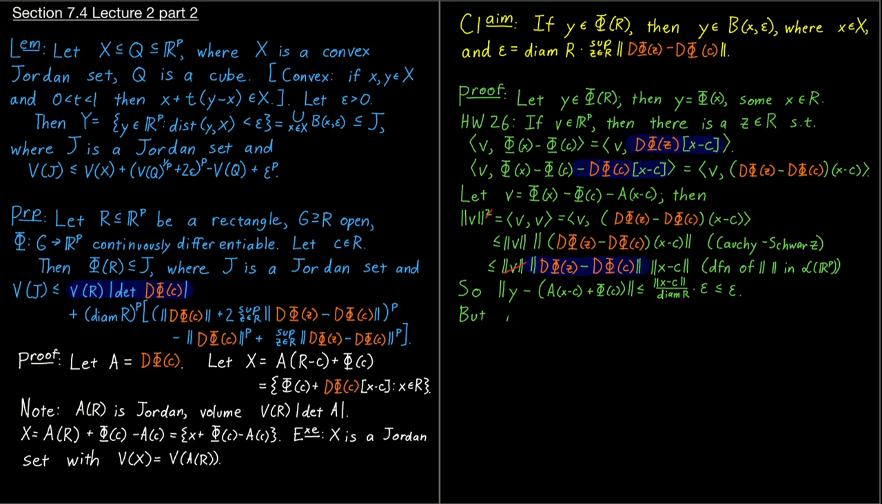But A of X minus C plus phi of C is in our set X. So that completes the proof.